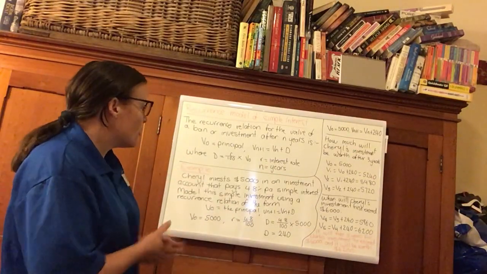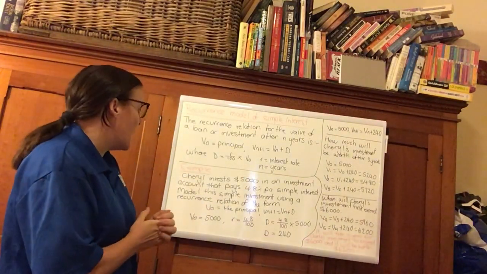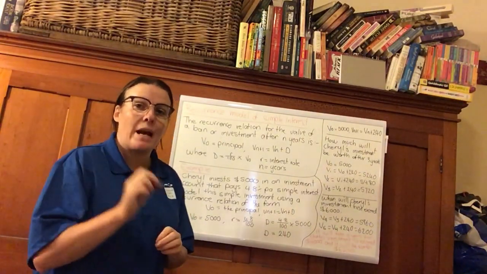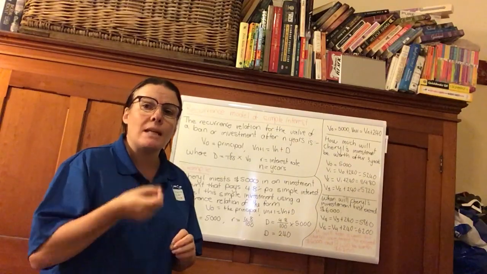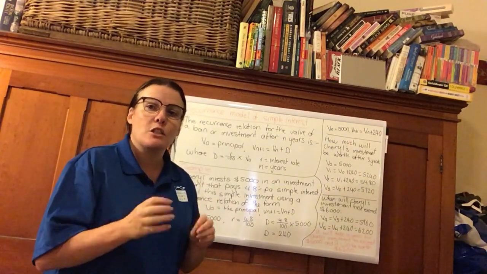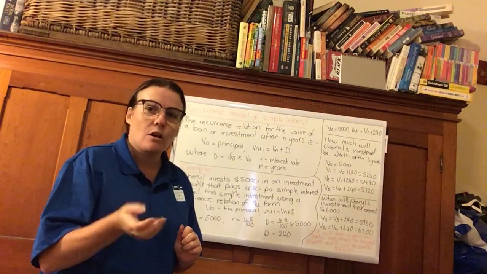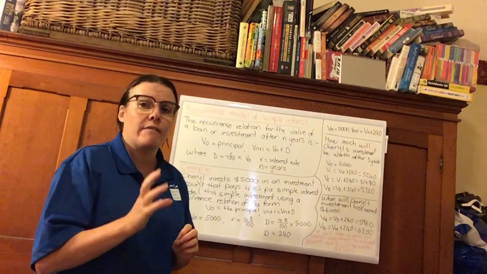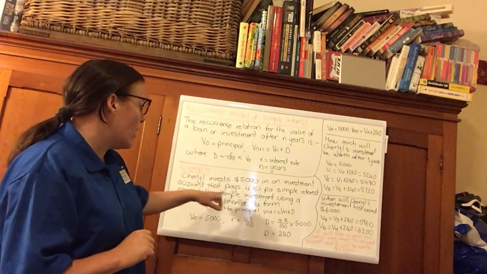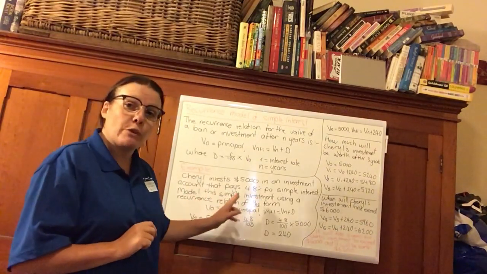Alright, so Cheryl invests $5,000 in an investment account that pays 4.8% per annum. Per annum means per year. So at the end of the year, she's going to earn 4.8% on the money that she originally invested. Model this simple investment using a recurrence relation.